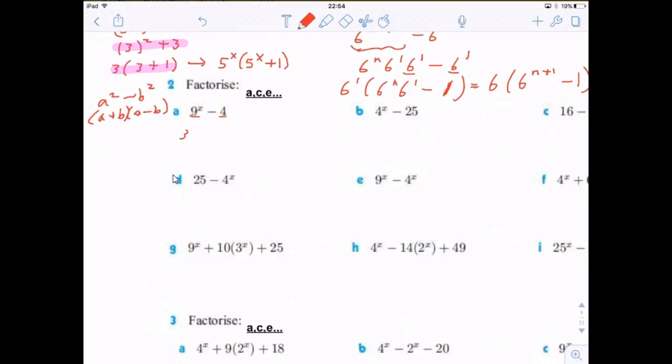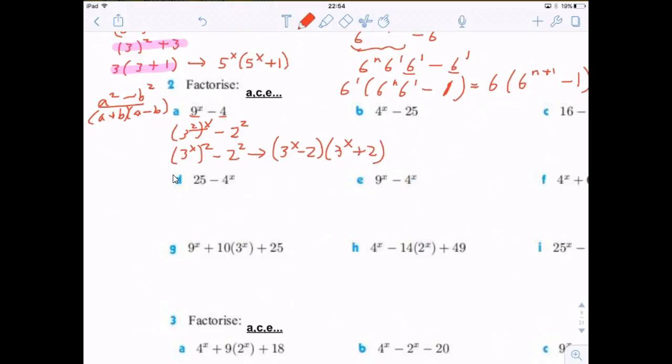So I'm going to say 9 to the x is actually 3 squared to the x. 4 is actually 2 squared. It almost looks like this now. One more step. I'm going to reverse the order of the 2 and the x. So I'm going to have 3 to the x squared minus 2 squared. Okay, now it really looks like that. Now I'm going to factor it out. So I can factor this out as 3 to the x minus 2 times 3 to the x plus 2.